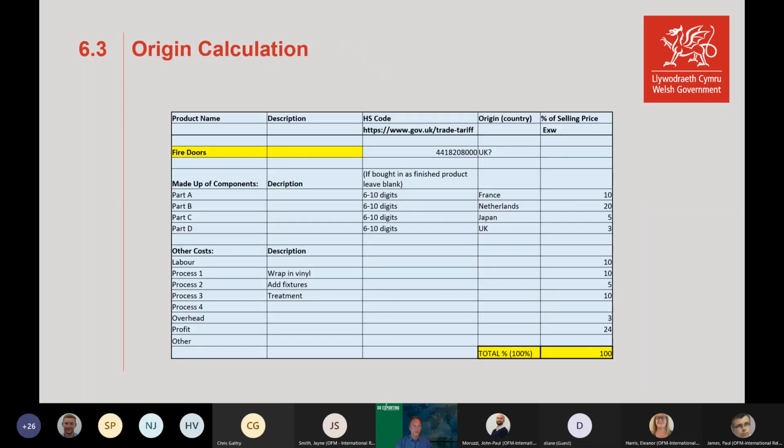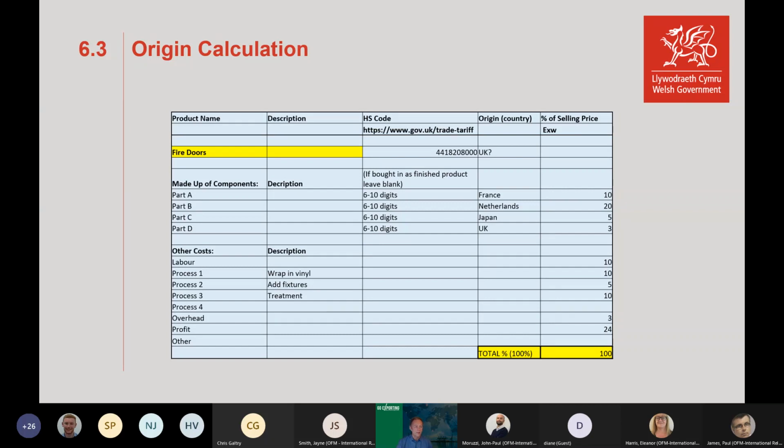When we're doing this kind of work, we use this kind of template to calculate with the client and to analyze what the actual origin of their product is. In this case, we're just giving an example of fire doors. So we look at the tariff code, we're trying to get to UK origin. So we look at what it's made up of, what components it comprises. In this case, we've got 4 different components from France, Netherlands, Japan, UK. We put down the percentage of the ex works price that each of those comprises.